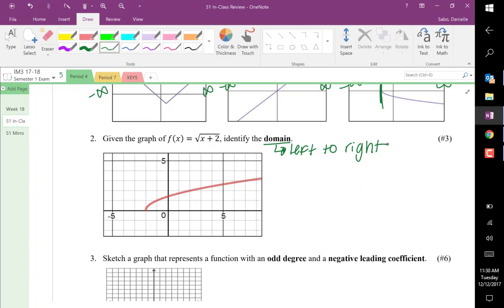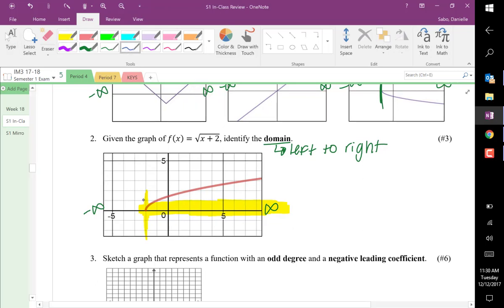Going left to right, I like to put in my infinity signs. I'm not going to put it on the top and bottom because domain is not top to bottom, it's left to right. So I start on the left and come over here. Where do I start, at what number? Negative 2, right here in yellow. So from negative 2 to where? Where's it going? To the right. Good, to positive infinity.